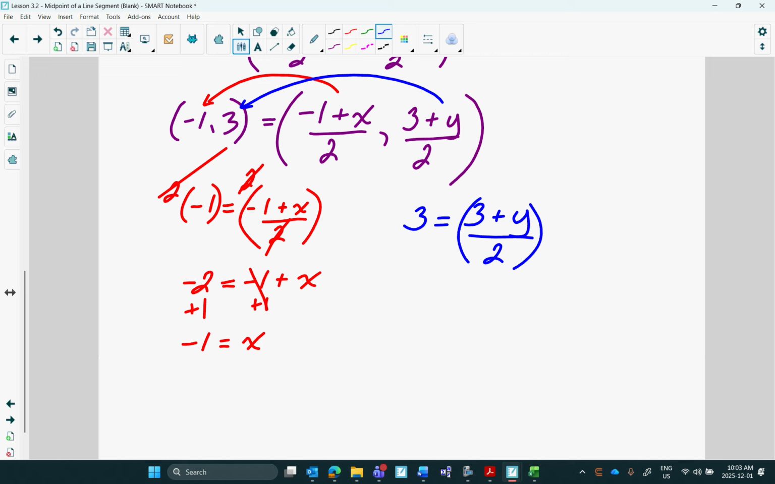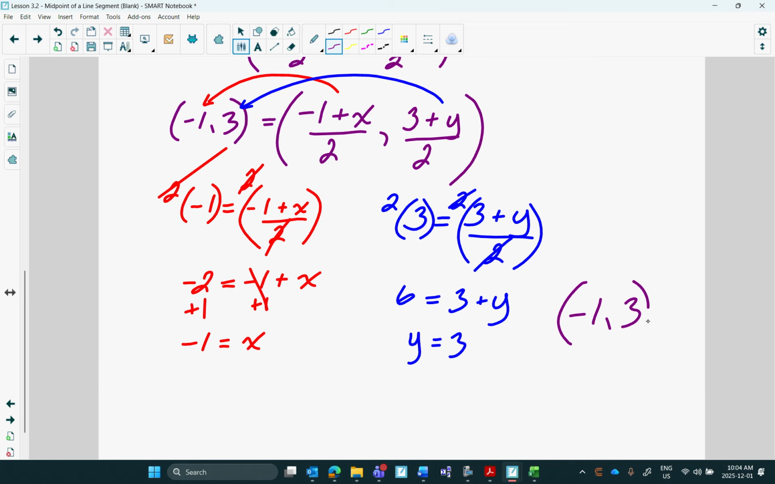Get rid of the fraction, divide by 2 by timesing by 2. Whatever you do to one side, you do to the other. What does the equation look like after I've done that? 6 equals 3 plus y, therefore y is equal to 3, because I subtract 3 from both sides. So I found my missing x on the end. I found my missing y on the end. So my missing point, just to finish it up, is this. That's my missing endpoint.